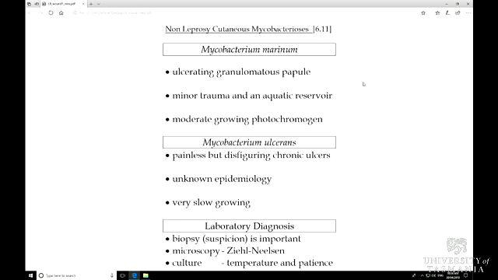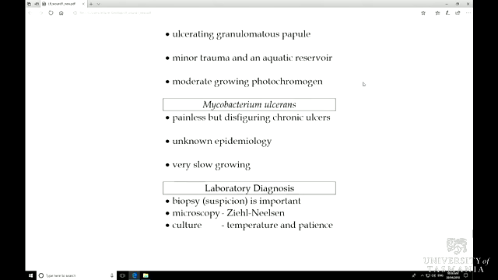This next one has become really important. M. ulcerans. There are 2 slang names for infection with M. ulcerans. One is called Buruli ulcer, and the other is called Bairnsdale ulcer. Who knows where Buruli is? Africa.